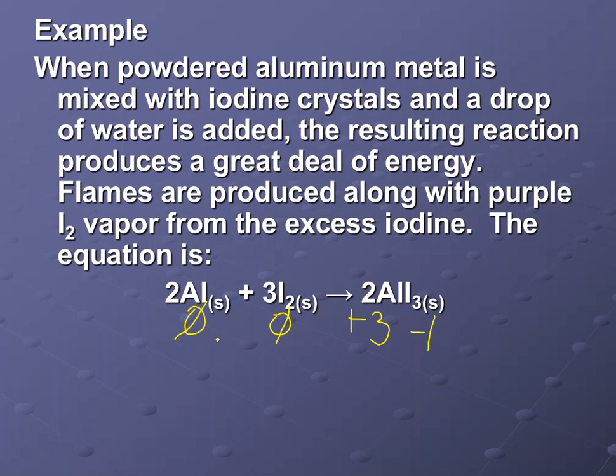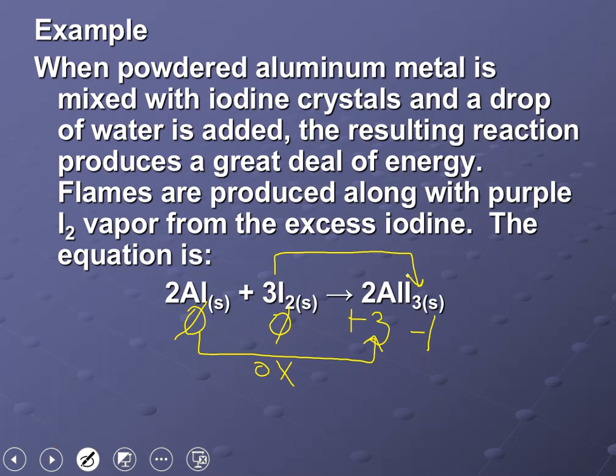So now if we want to identify what was oxidized, what was reduced, what's the reducing agent, what's the oxidizing agent, we see that aluminum went from a 0 to a +3. Its oxidation state became more positive. In order for that to happen, you have to lose electrons. That's oxidized. And the iodine went from 0 to -1 over here. So it must have gained electrons somehow, and that means that its oxidation state went down. So that's a reduction. Okay.